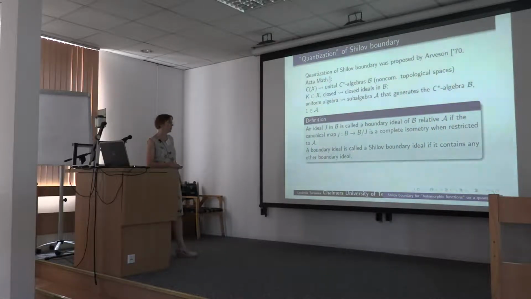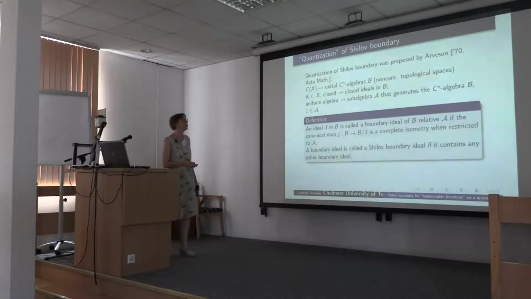The boundary ideal is called the Shilov boundary ideal if it contains any other boundary ideal. If B is the commutative C-star algebra C(X), then the word complete can be removed, since any isometry will automatically be a complete isometry. So it is really the extension of the classical notion of the Shilov boundary.